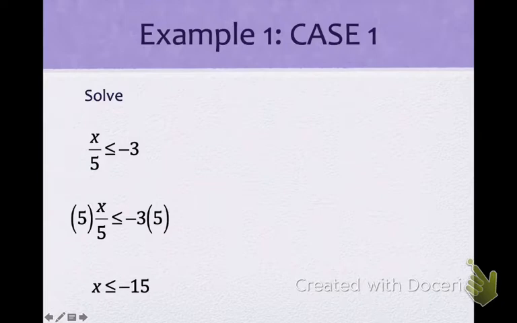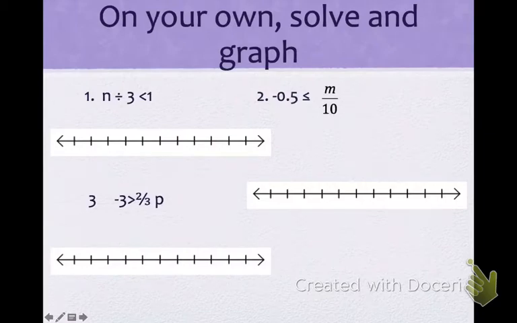Notice I didn't multiply or divide by any negatives. I just multiplied times 5. So write that in your notebook. If you need to pause the video, pause the video. If you have questions, again, write those down in the side of your notebook and we can answer those tomorrow in class. Okay, you're going to do some on your own.